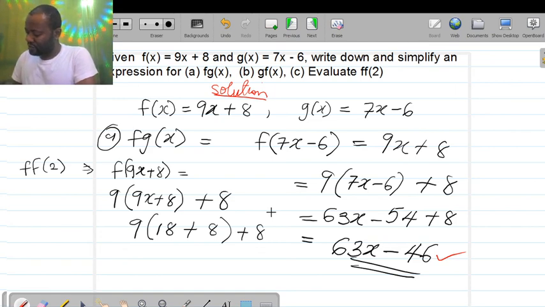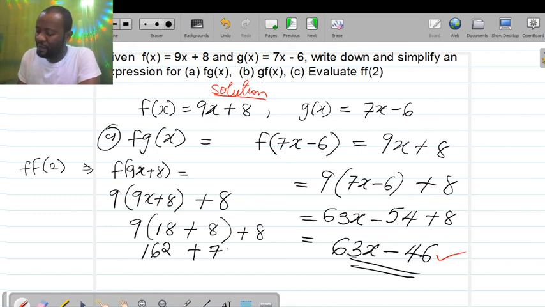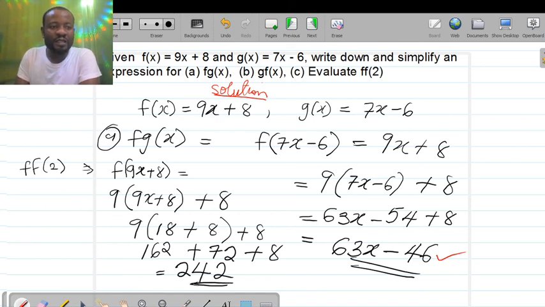So this will now be 9 times 18, we have 162, plus 8 times 9 which is 72, plus 8. So we have 162 plus 72 plus 8. That gives us what? 242. So 242 is the answer.